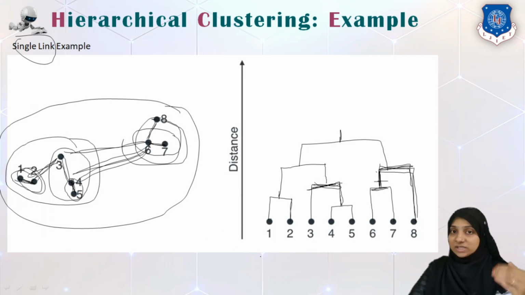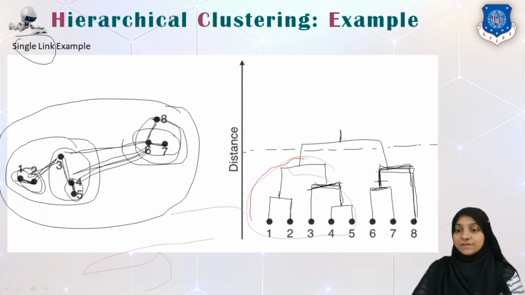Now, how are actual clusters identified? You can identify different clusters by cutting the tree at different heights. For example, if I cut my tree at this height, this set of data points will be one cluster, and this set will be another one, which is nothing but another branch of the tree representing 6, 7 and 8.